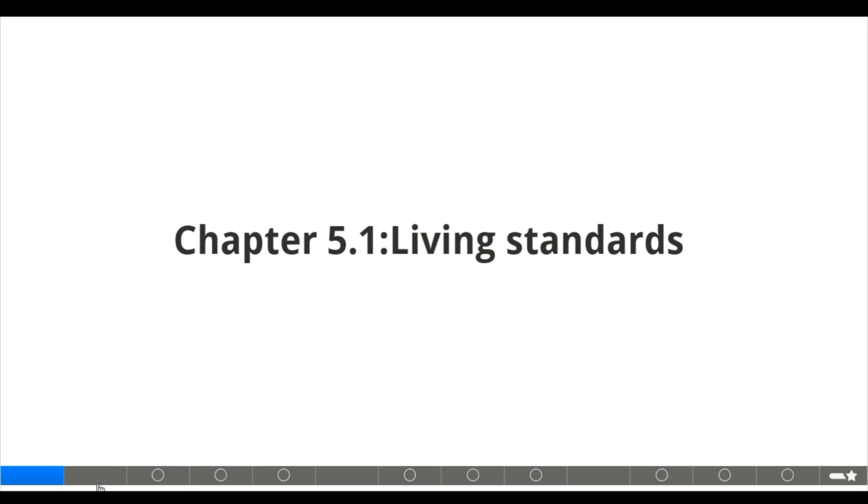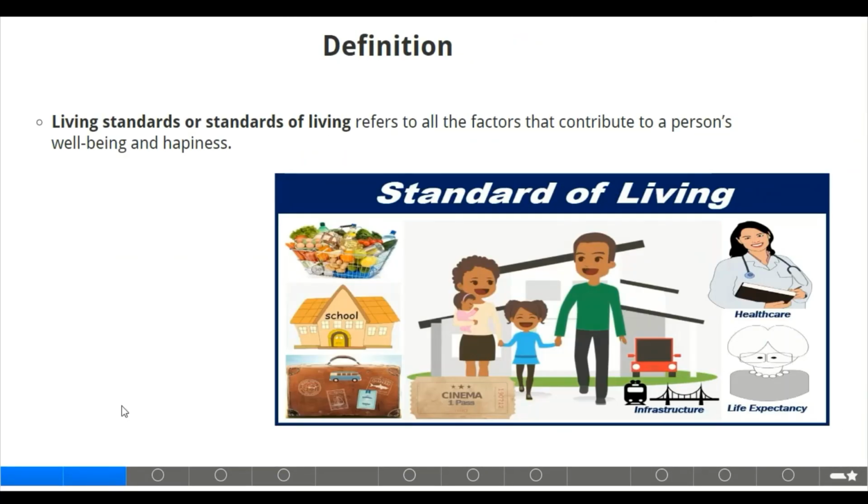What do we mean by the living standard? Let us move to our slide. On the first slide we have the definition of living standard, or standard of living. Standard of living refers to all the factors that contribute to a person's well-being and happiness. As you can see here, we have a picture showing healthcare, life expectancy, infrastructure, and a lot of factors that contribute to human well-being and happiness.